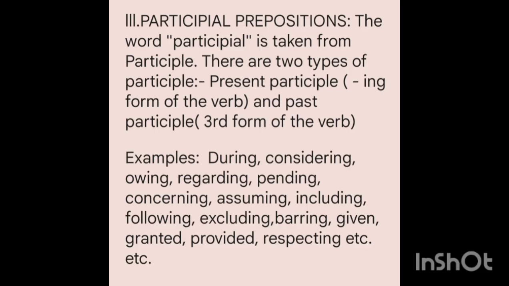The third kind of preposition is participial prepositions. The word participial is taken from participle. There are two types of participle: present participle, that is ing form of the verb, and past participle, that is third form of the verb. Examples: during, considering, owing, regarding, pending, concerning, assuming, including, following, excluding, barring, given, granted, provided, respecting, etc.